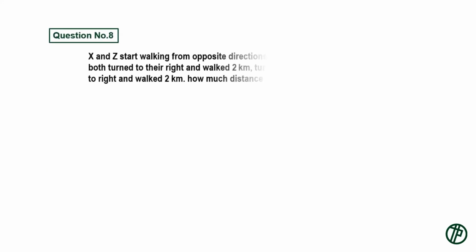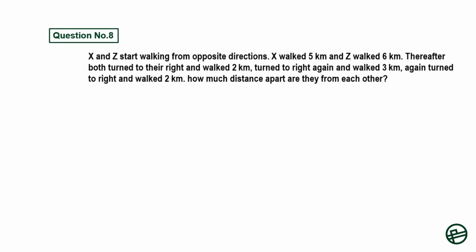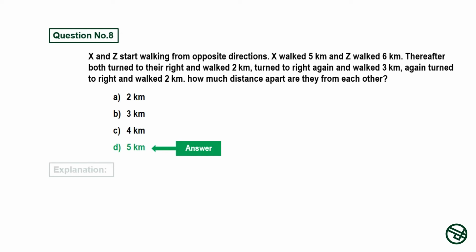Question number 8. X and Z start walking from opposite directions. X walked 5 kilometers and Z walked 6 kilometers. Thereafter both turned to their right and walked 2 kilometers, turned to right again and walked 3 kilometers, again turned to right and walked 2 kilometers. How much distance apart are they from each other? Option A, 2 kilometers. Option B, 3 kilometers. Option C, 4 kilometers. Option D, 5 kilometers. Answer is option D, 5 kilometers.